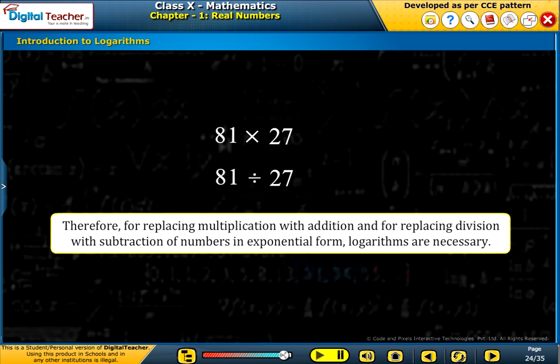Therefore, for replacing multiplication with addition and for replacing division with subtraction of numbers in exponential form, logarithms are necessary.